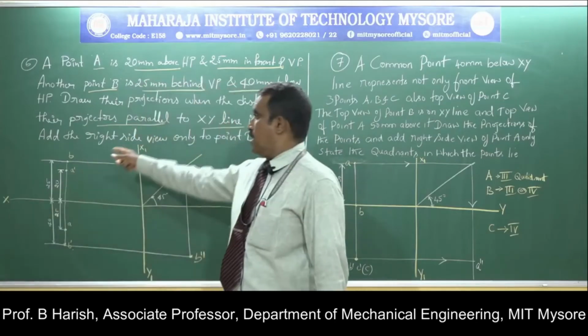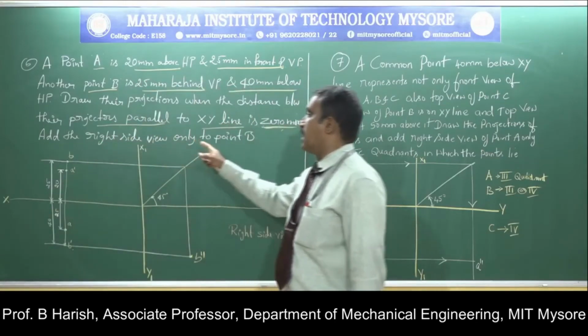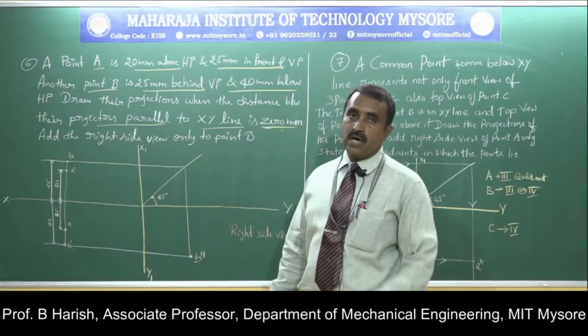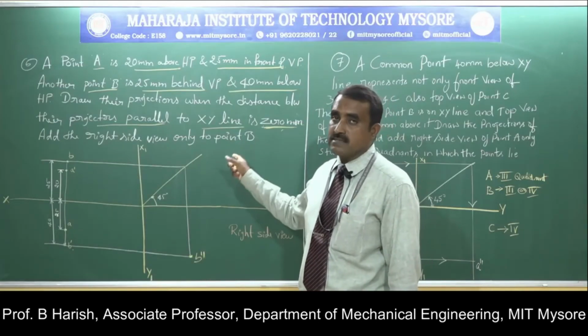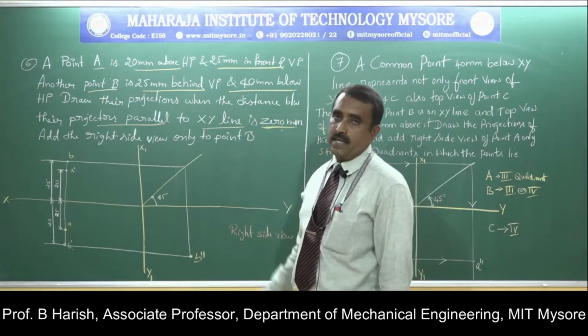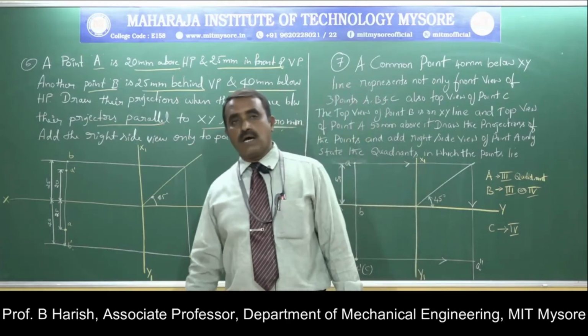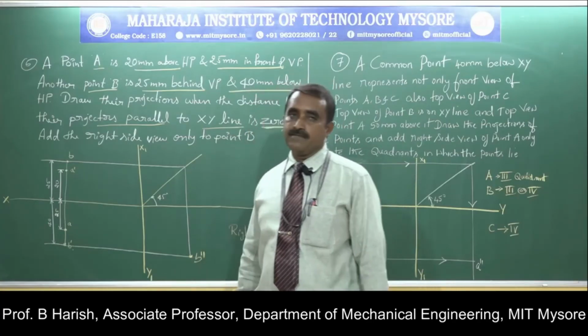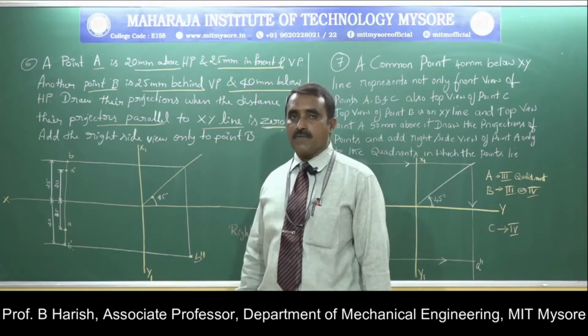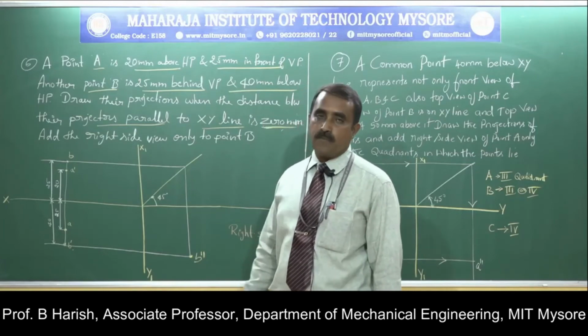Next, he is telling us to add the right side view only to point B. So I have drawn the projection of two points, A and B. You have to draw the right side view only for point B. If you want to draw the profile view or side view, you have to fix the profile plane, as already discussed in the previous problem.